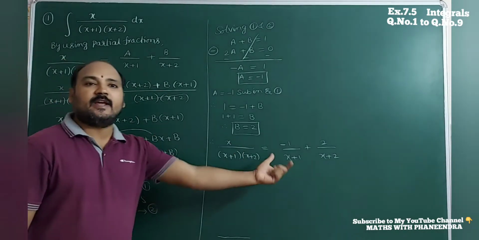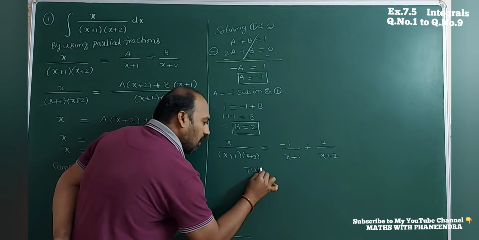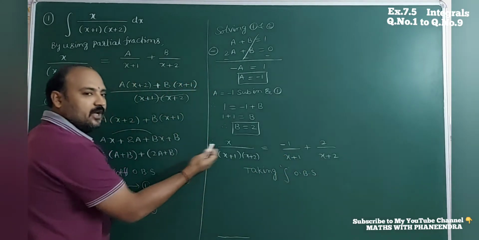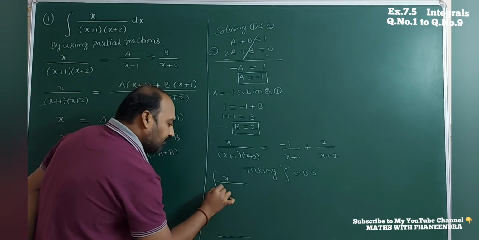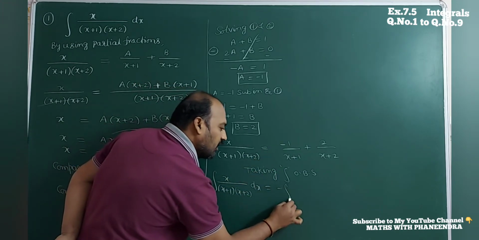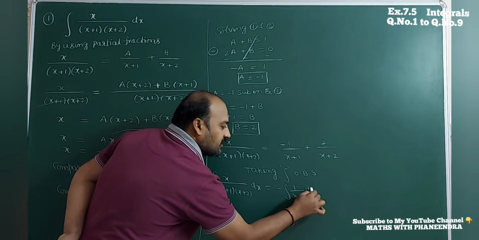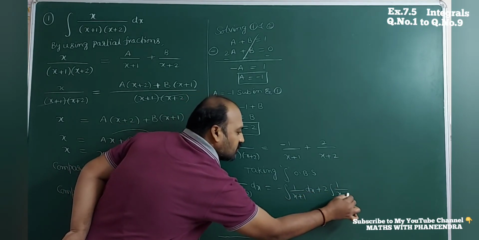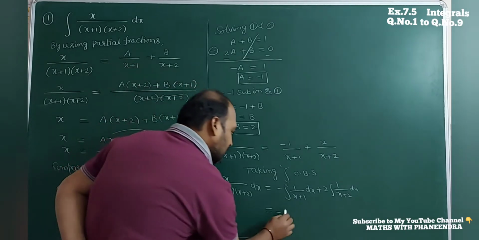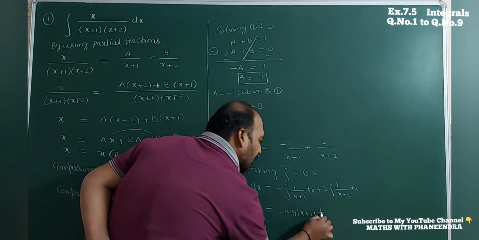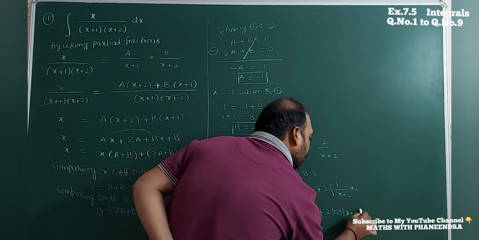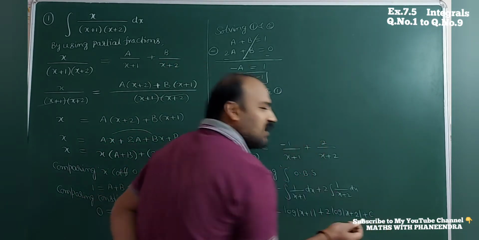After writing this step, apply integration on both sides with respect to x, because everything is in terms of x now. So integral of x by x plus 1 into x plus 2 dx is equal to minus 1, a constant we can take out, integral of 1 by x plus 1 dx, plus 2 into integral of 1 by x plus 2 dx. This can be written as minus log mod x plus 1, plus 2 into log x plus 2, plus c. Otherwise log c also we can write.